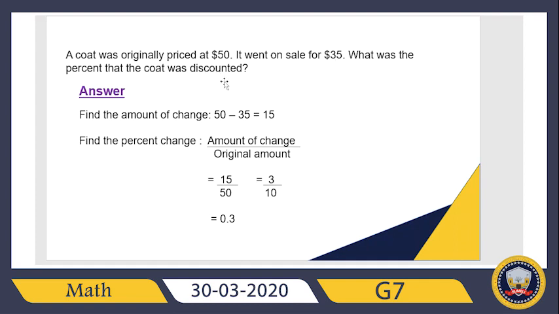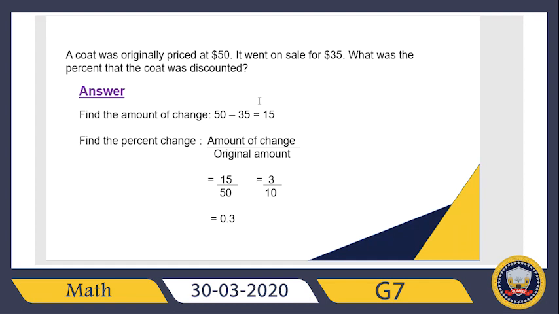First thing I will do, what? I said I have to do two steps. I take 50 in order to get the amount of change, or the difference. So I have to find the difference between 50 and 35. First I will subtract 35 from 50. The answer will be 15. After I get this 15, what am I going to do? I will divide the 15 by the original price, which is $50.